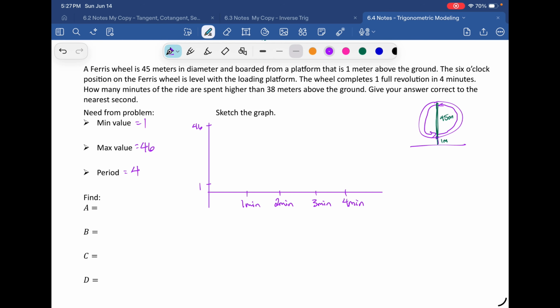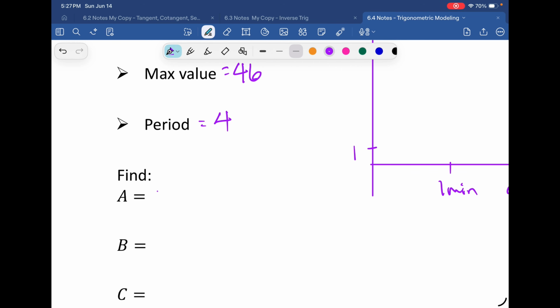Okay, amplitude. Max minus min divided by 2. So that's 45 divided by 2, and I already forgot what that was. I think it's 22.5. What the heck? I just tried to graph something. Quit. Oh, dang. 45 divided by 2. Yeah, 22.5.